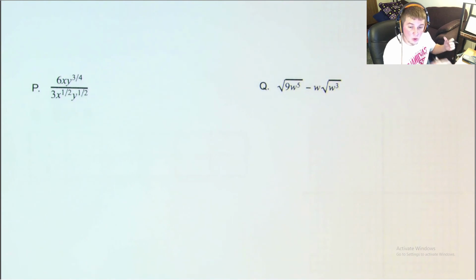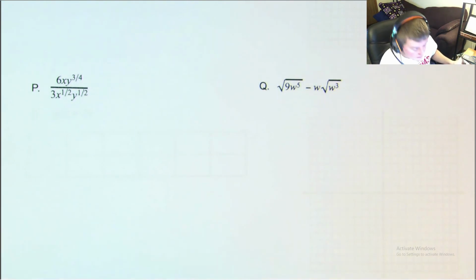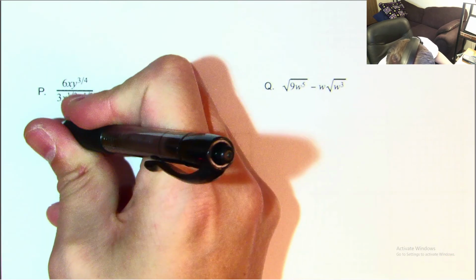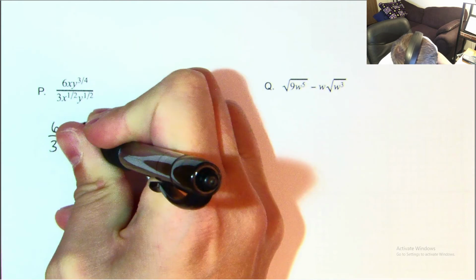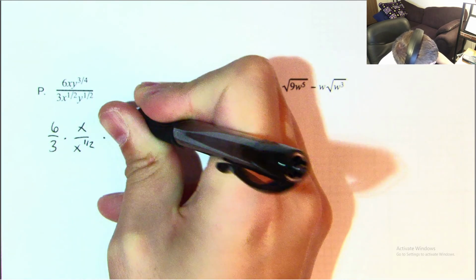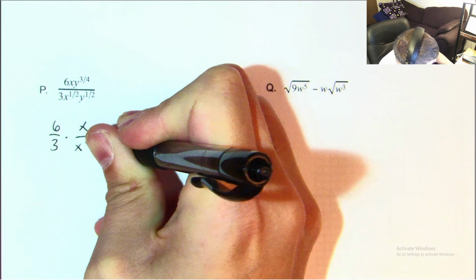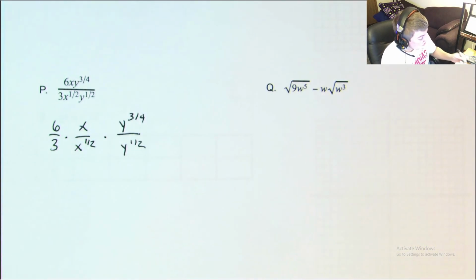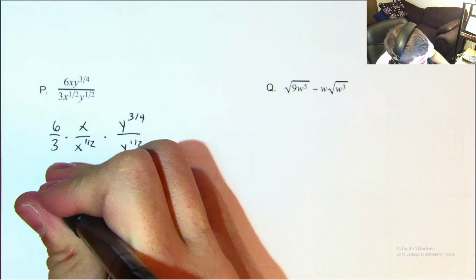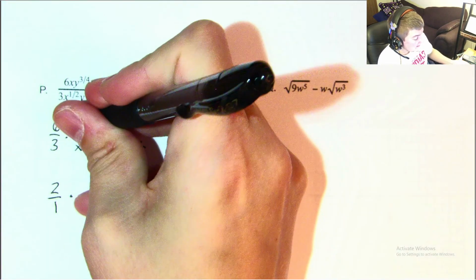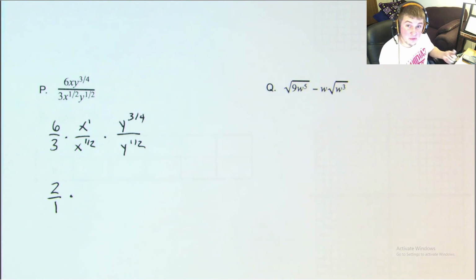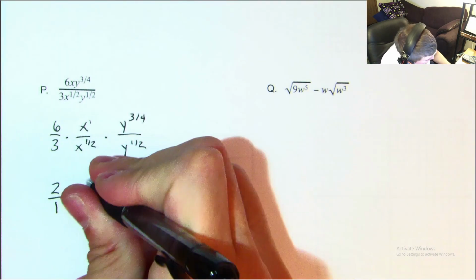Okay, P. P is a problem where we're doing a quotient problem and there's lots of parts, so I'm going to split that up. Okay, so let's go ahead and split this up with 6 and 3, x and x to the 1/2, and y to the 3/4, and y to the 1/2. So 6 over 3 is going to simplify into 2 over 1. X to the 1st divided by x to the 1/2, I would subtract those exponents. So then I would get x to the 1/2.